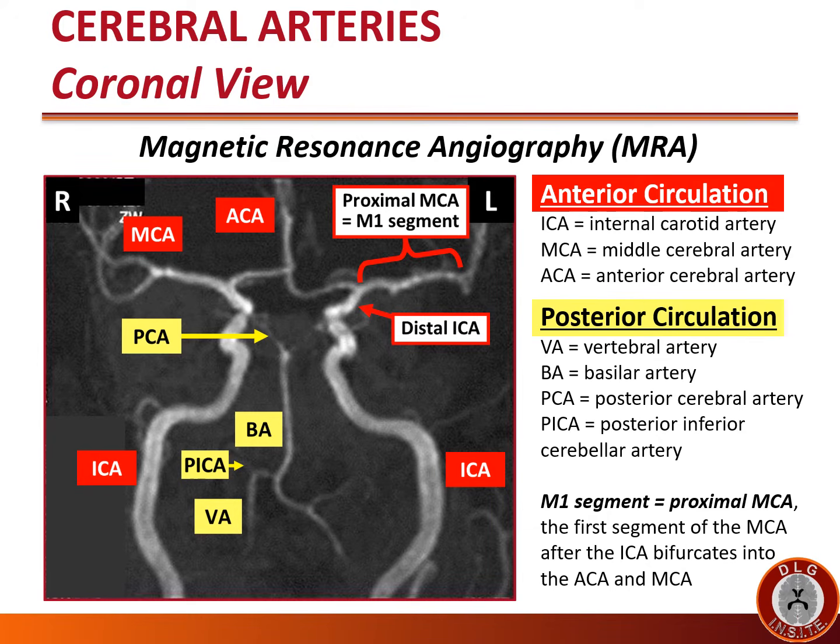The proximal segment of the MCA is also known as the M1 segment. The vertebral arteries posteriorly come up, and they first have a very prominent branch called the PICA, posterior inferior cerebellar artery, and then they join to form the basilar artery, which goes along the brainstem, especially the pons, and at the area of the midbrain, the basilar artery bifurcates into two posterior cerebral arteries that wrap around the midbrain and supply the inferior temporal lobes, then go back into the occipital lobe.